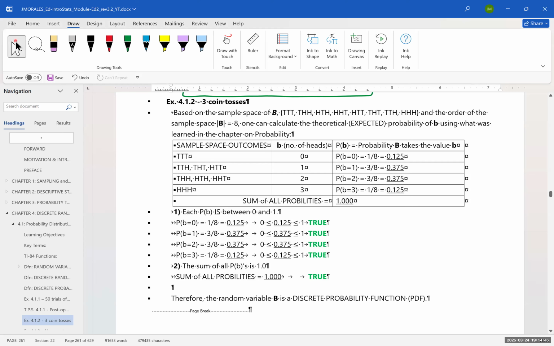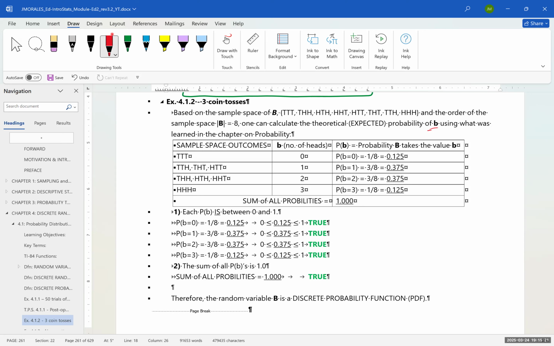All right, let's look at this example. We're actually revisiting an example with three coin tosses here. Based on the sample space for three coin tosses, and the order of the sample space is 8, one can calculate the theoretical expected probability of B, which is the number of heads, using what was learned in the chapter on probability.